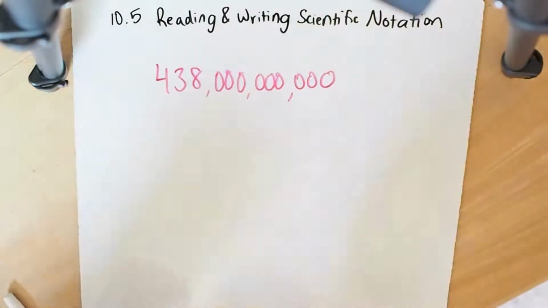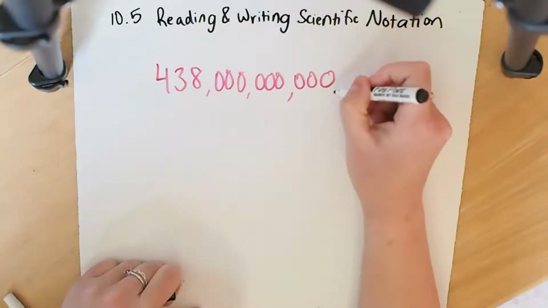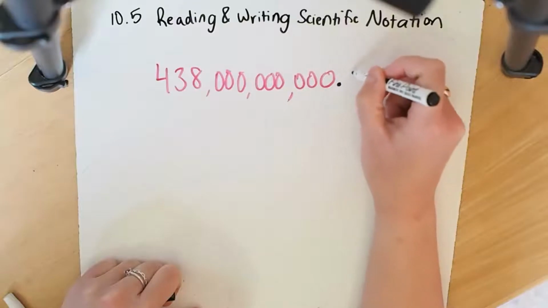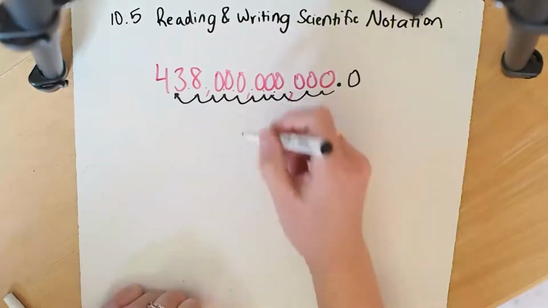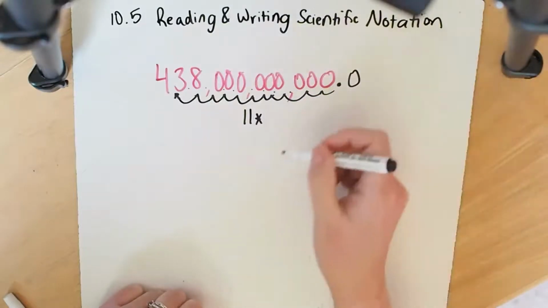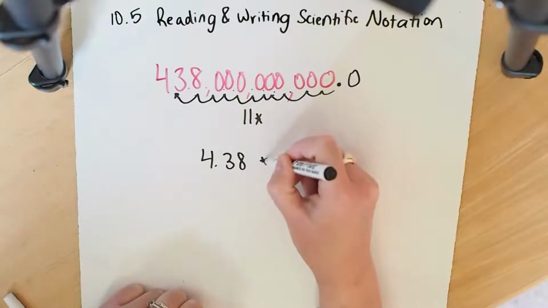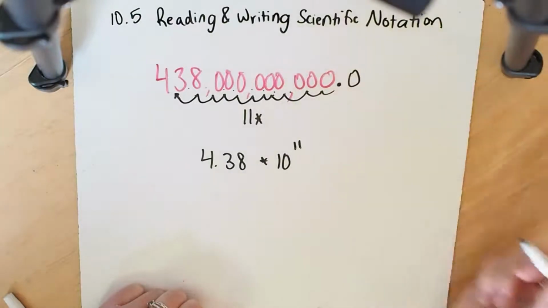So just a quick example, if I were to ask you to write this in scientific notation, the first thing we see is that it's a very large number, which means the exponent will be positive. So we're going to count how many times we have to start at the end and move our decimal to the left. Okay, so I moved my decimal 11 times to the left. So I rewrite that as 4.38 times 10 to the positive 11.